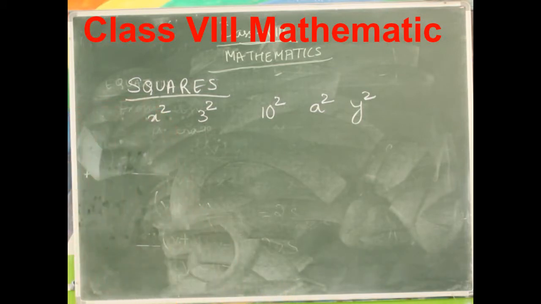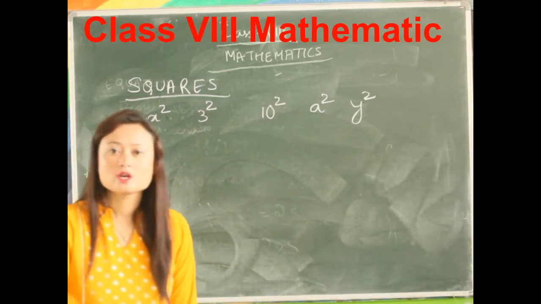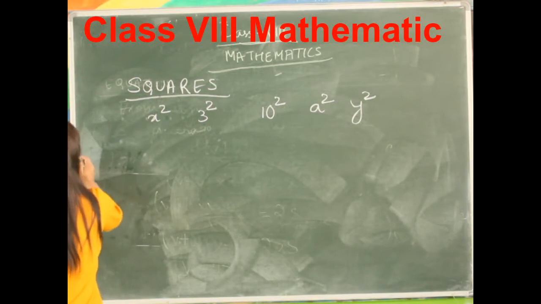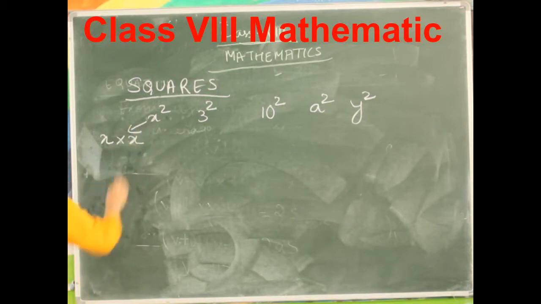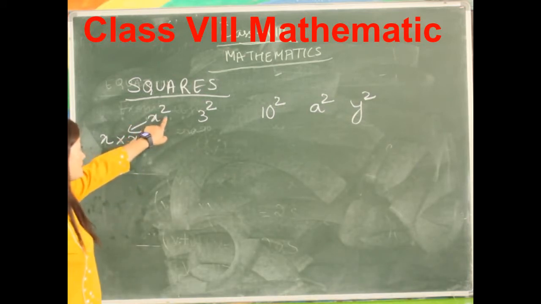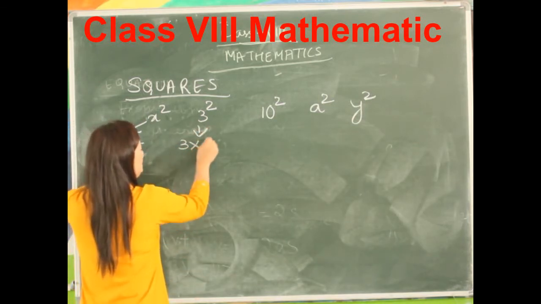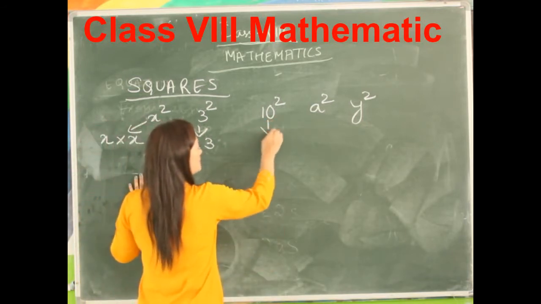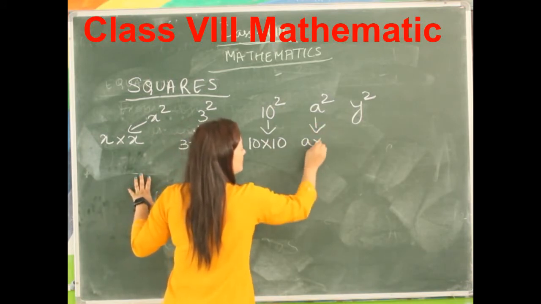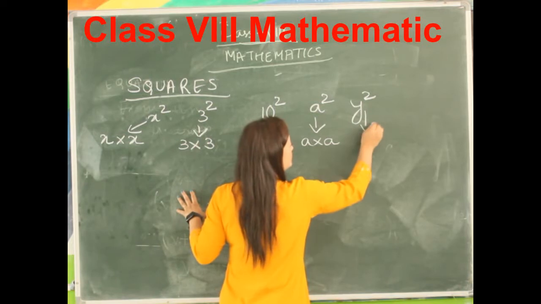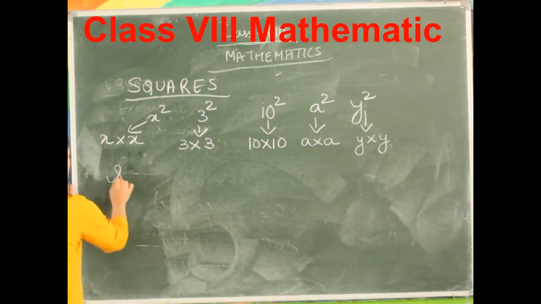So what does it mean actually? I said x squared, 3 squared, 10 squared, a squared, y squared. It means that the same number is multiplied twice. So x squared means x into x. What does 3 squared mean? 3 into 3. What does 10 squared mean? 10 into 10. What does a squared mean? a into a. And what does y squared mean? y into y.